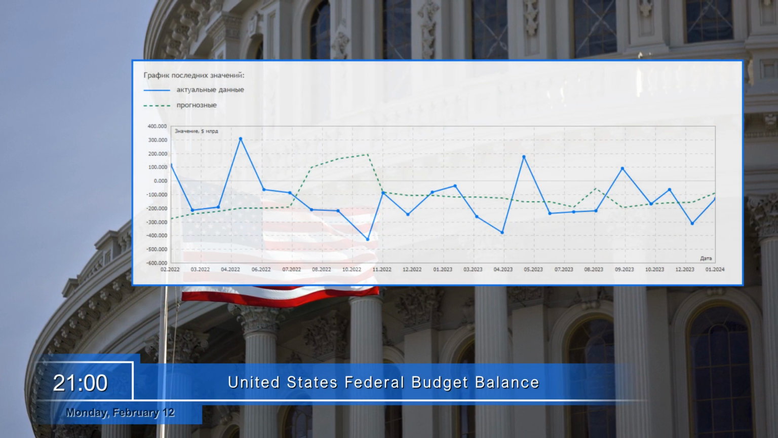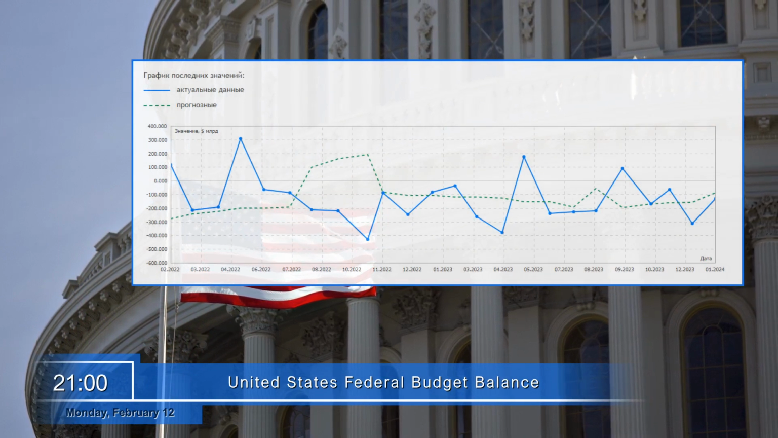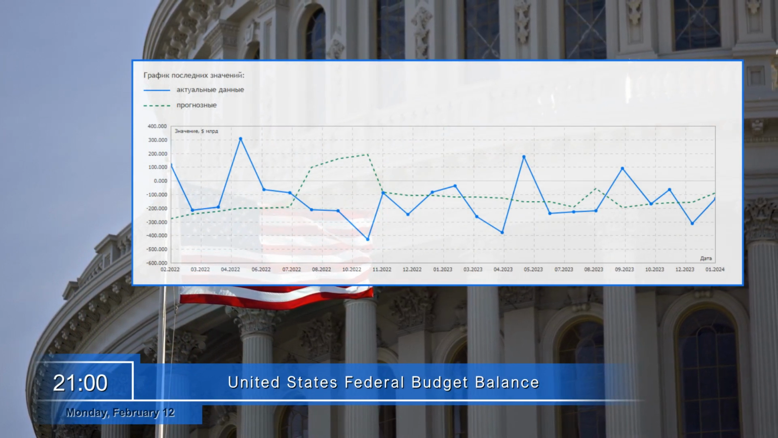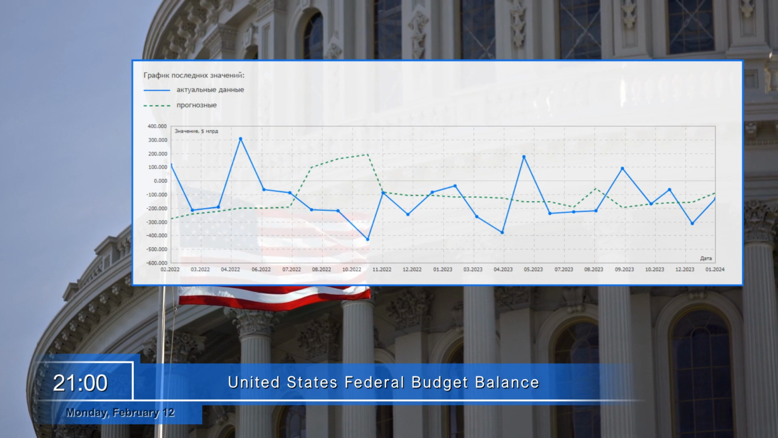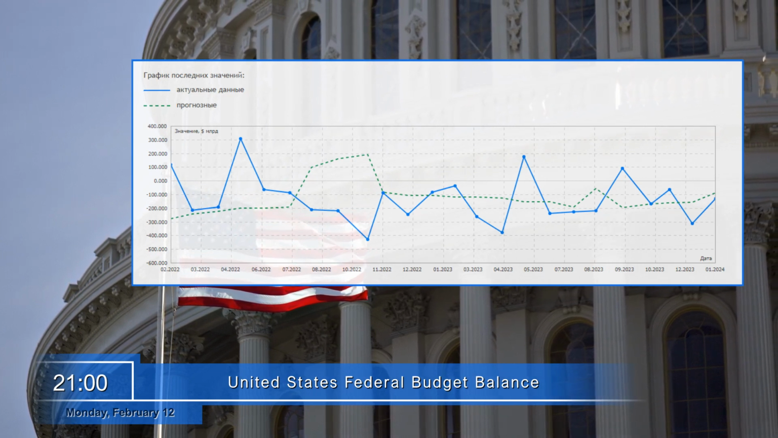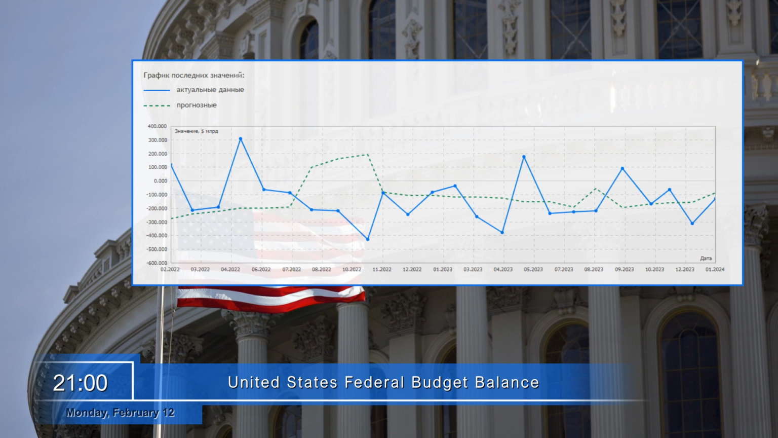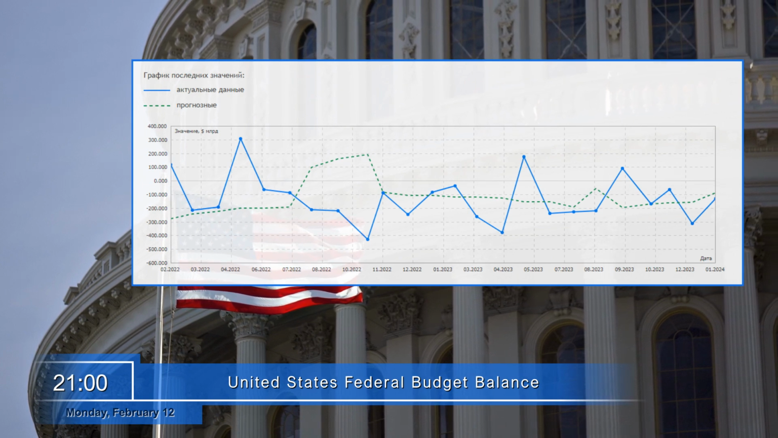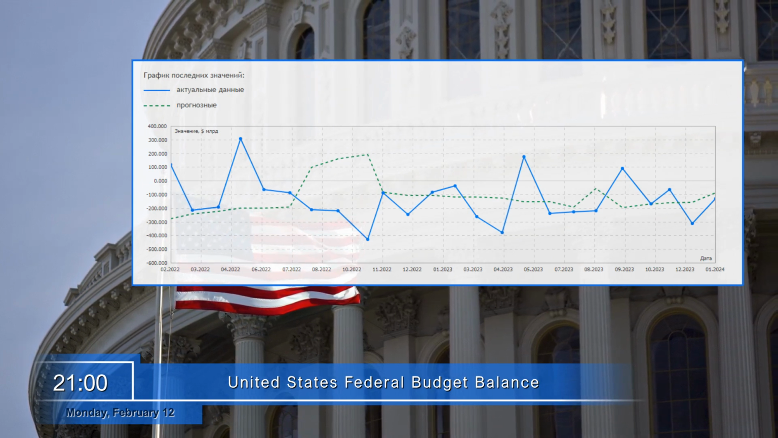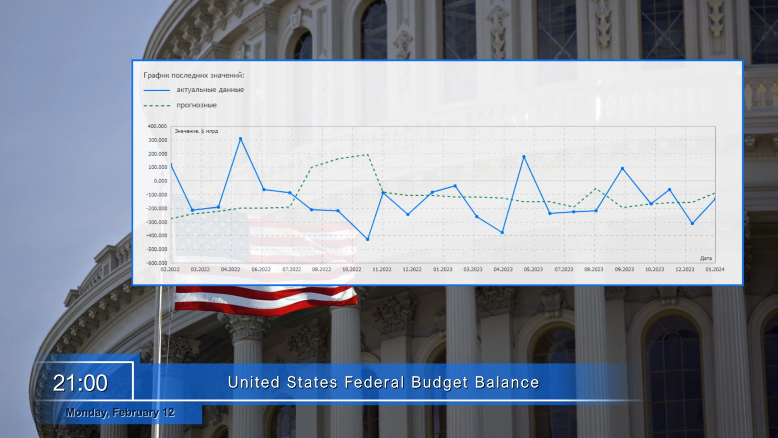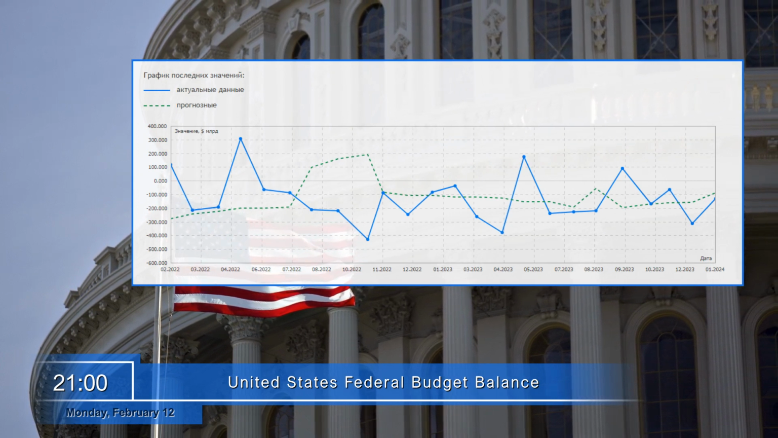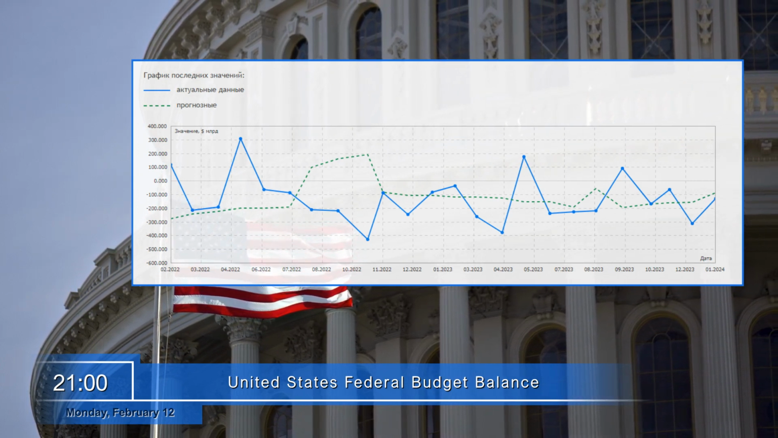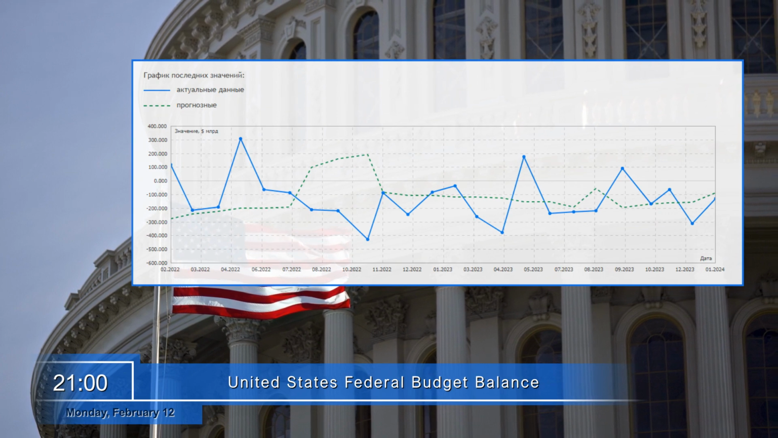At 9 p.m., the United States will announce the federal budget balance, a report on the financial activities of the federal government for the past month. It is compiled from data collected from government agencies and banks that are members of the Federal Reserve System. As the budget deficit grows, the Treasury sells more bonds to fund government operations. Thus, federal budget balance data affects the value of Treasury securities rather than the US dollar.